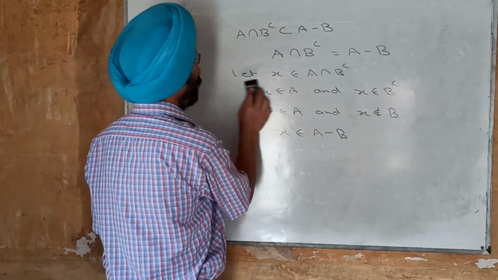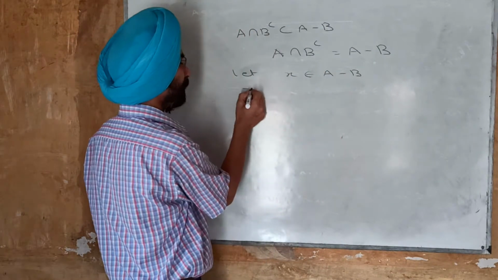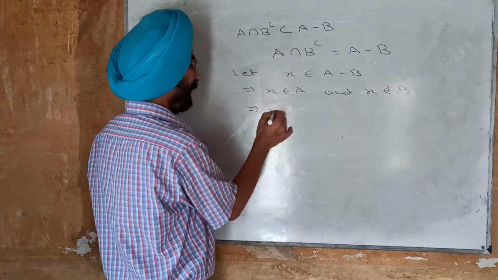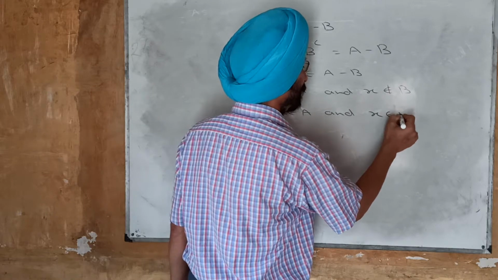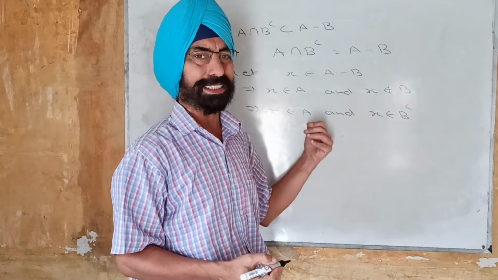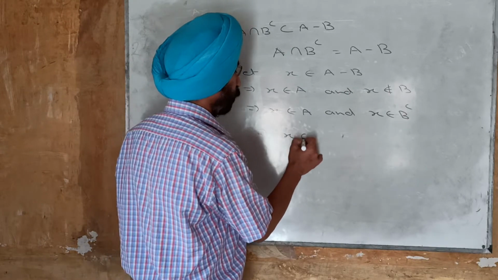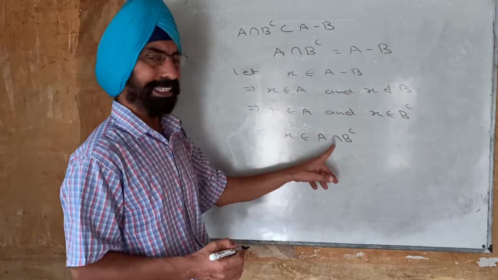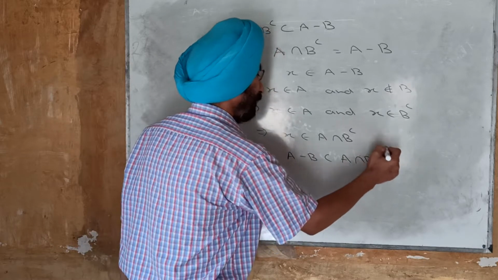Now, moving the other way, we will take element X from the set A minus B. Let X be an element of A minus B. This means X is an element of A such that X does not belong to B. Now, X does not belong to B. That means, where is it? It is in B complement. So X is in B complement. X is in A and X is in B complement. That means X is a common element of these two sets, A and B complement. And when some element is common in two sets, then it belongs to their intersection. So this means X belongs to A intersection B complement. We have taken X from A minus B and now X comes out to be in the set A intersection B complement. Therefore, A minus B is a subset of A intersection B complement.